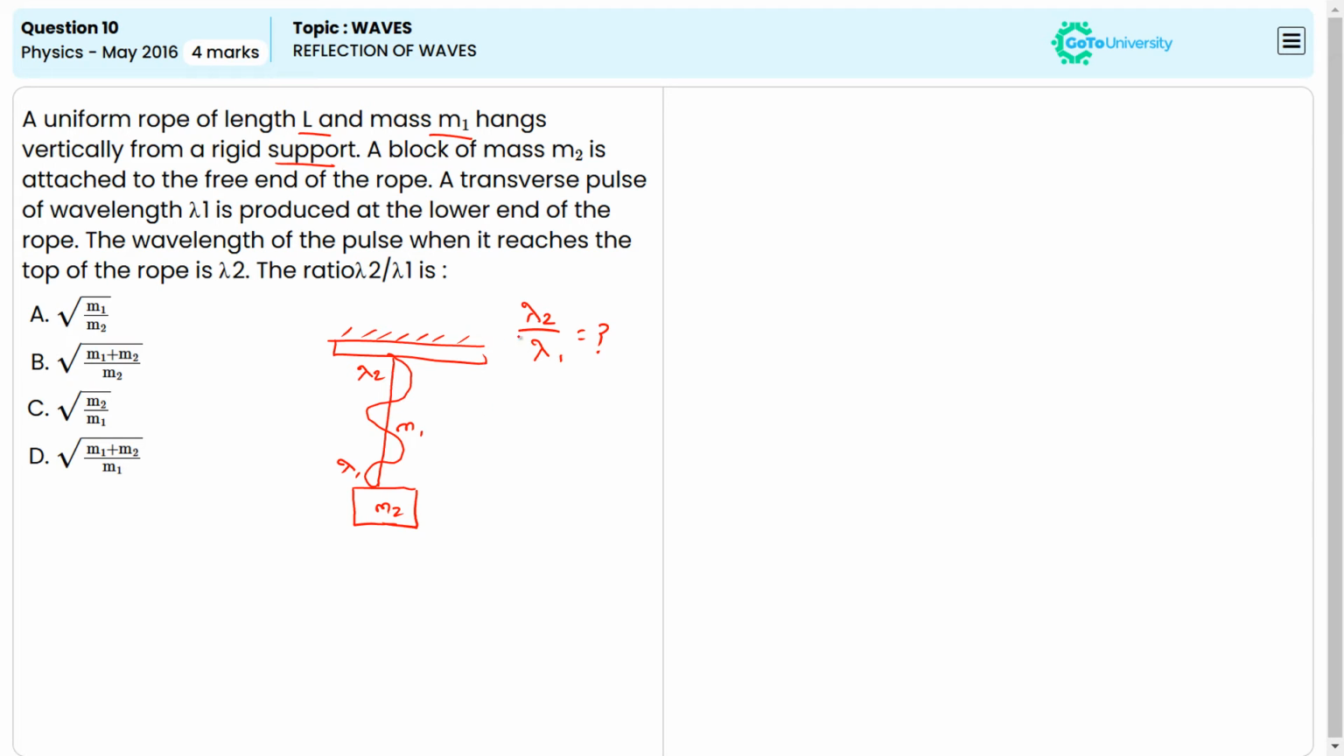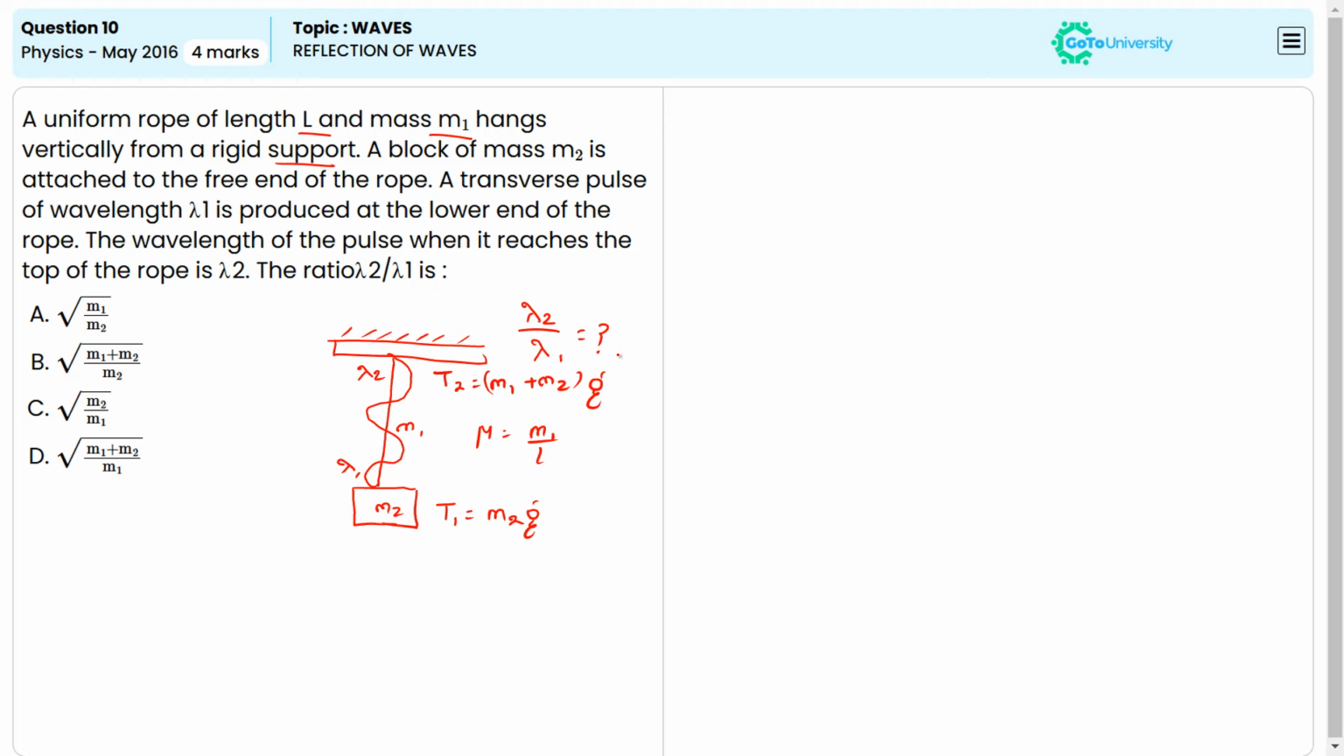Since this is the m1 and this is the m2, the tension at the m2, T1, is equal to m2 into g, and at the top the tension T2 is equal to (m1 plus m2) into g. We know the mu value. Mu we can find as mu is equal to m by L, that is m1 by L.